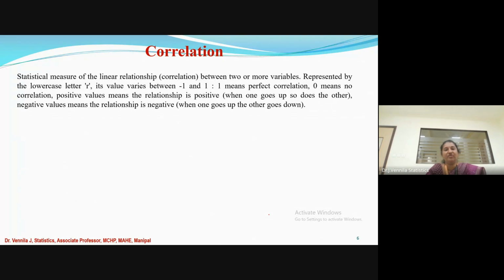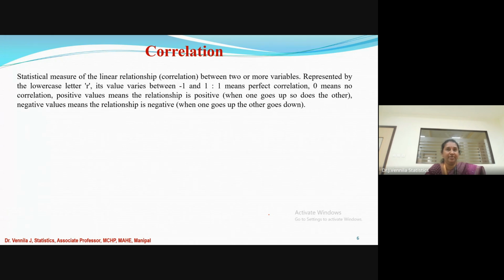What is the meaning of correlation? When you have two variables, or more than two variables, and you want to find out the relationship between the two variables, whether both are going in the same direction or the opposite direction, that time we have to use the correlation.